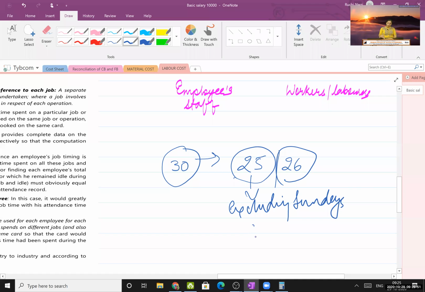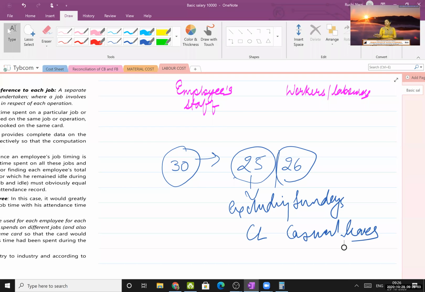Apart from this, you are given casual leaves. What are these casual leaves? They are paid leaves. If you take leaves in the month, your salary will be cut. If in a month you take 3 leaves, one day's salary will be deducted. You are allowed some, but the third one which you take will be deducted.